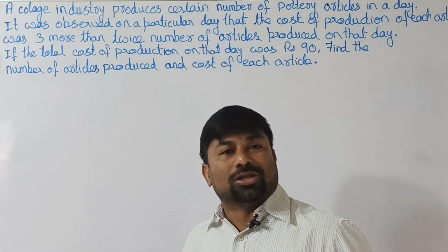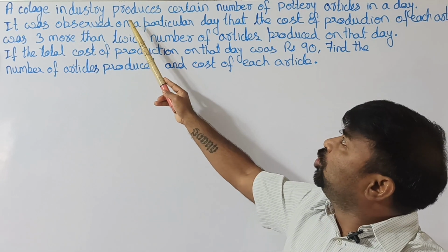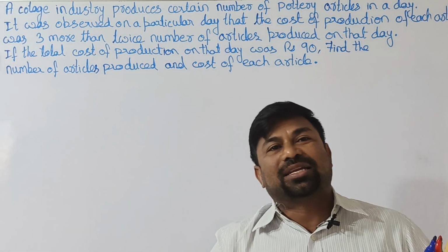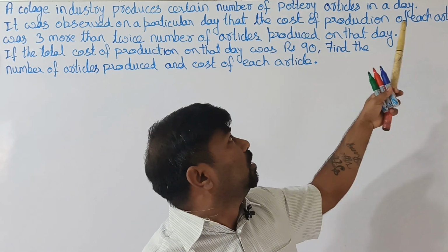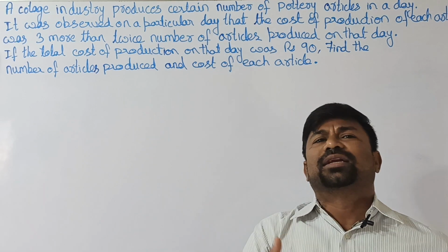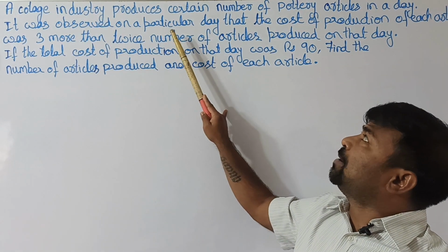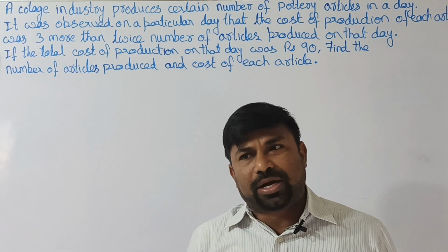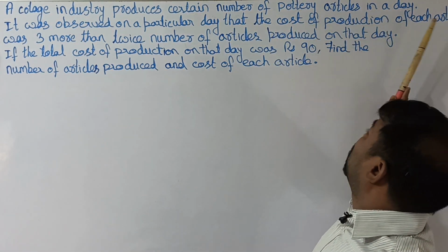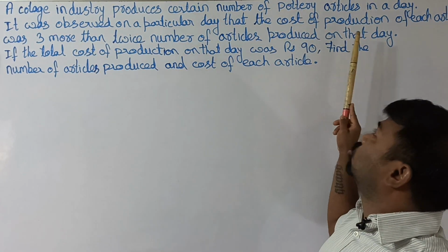So let's get back to the concept of what he's saying here. A cottage industry, as I just said, produces a certain number of pottery articles in a day. Articles means things, let's consider it as a pot itself. It was observed that on a particular day, say Jan 1st, the cost of production of each article was 3 more than twice the number of articles produced on the day.